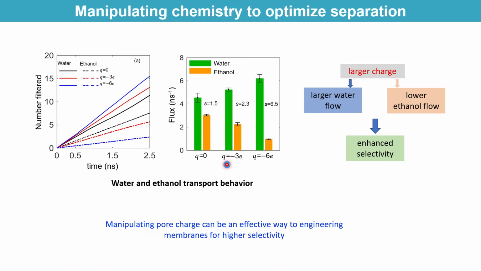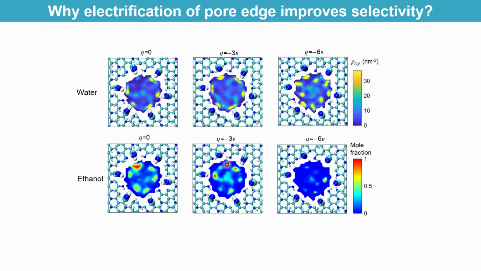Well, to do this, we look at the distribution of water and ethanol inside the pore, inside this one-atom-thick pore with a diameter of 1.12 nanometers. On the top row are the distributions of water molecules inside the pore, and the yellow means there are more water molecules and the blue means fewer. Shown on the bottom is the ethanol distribution, and here we show the mole fraction. Again, the red means there's a lot of ethanol there, and blue means none.